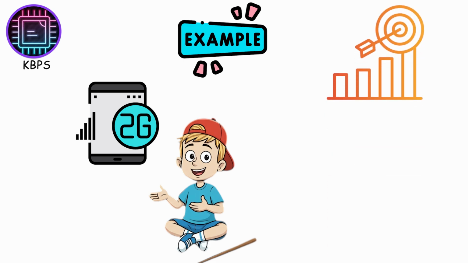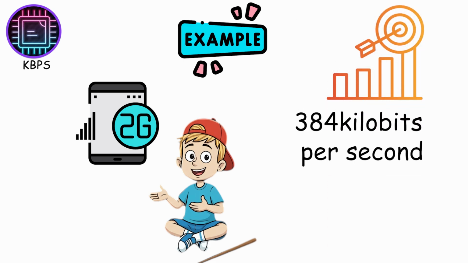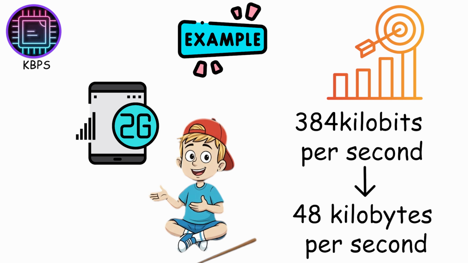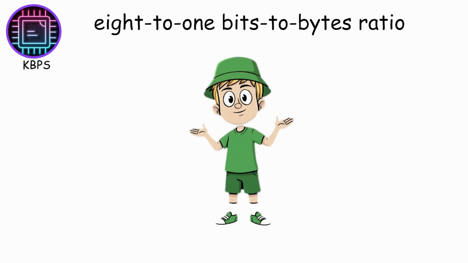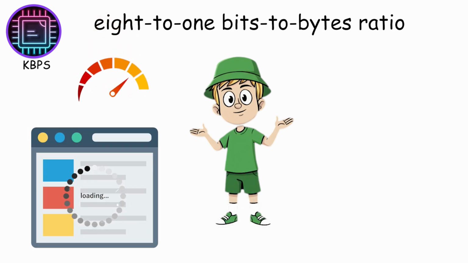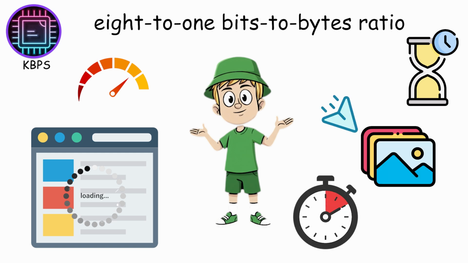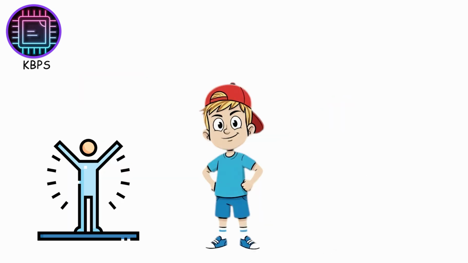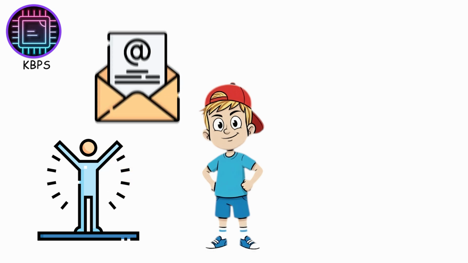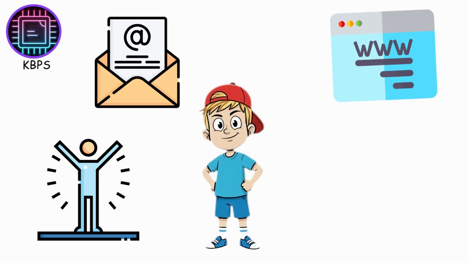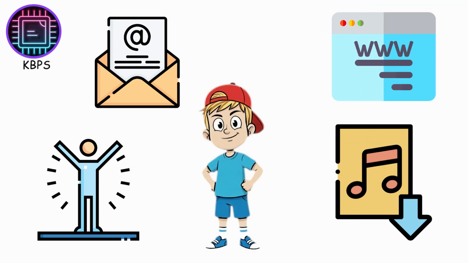It could achieve roughly 384 kilobits per second, which converts to about 48 kilobytes per second once you account for the 8:1 bits to bytes ratio. At these speeds, loading even simple web pages required noticeable waiting, and sending photos could consume several seconds. The capabilities were sufficient for basic email communication, text-heavy websites, and downloading individual music files, but not much beyond that.